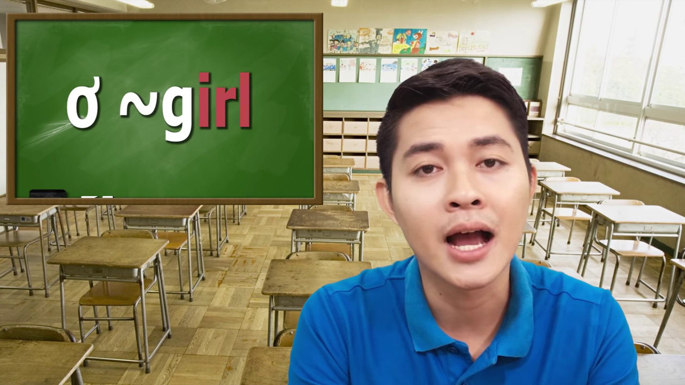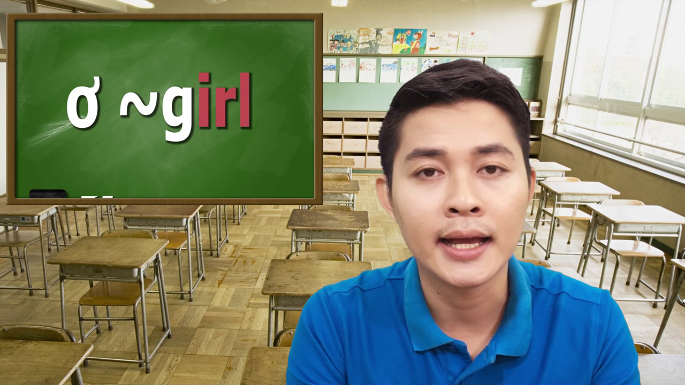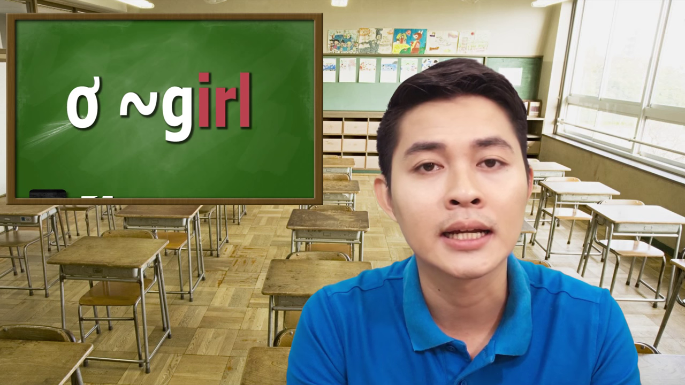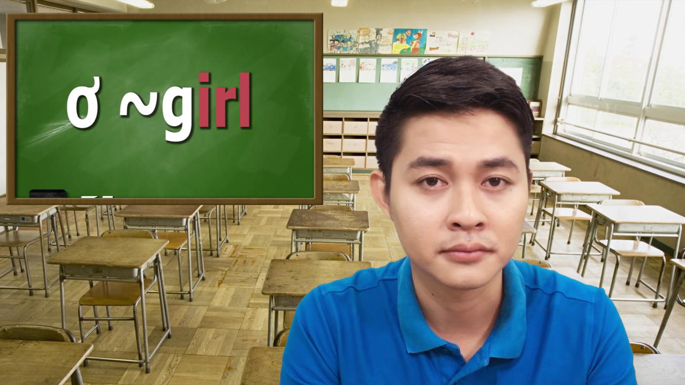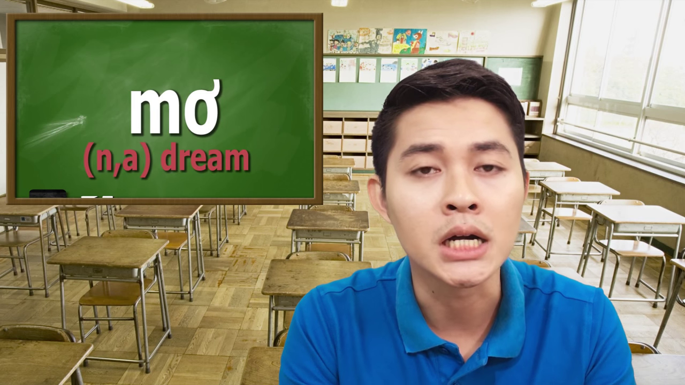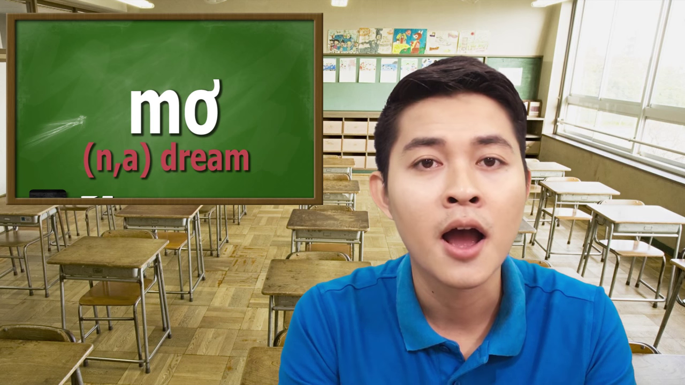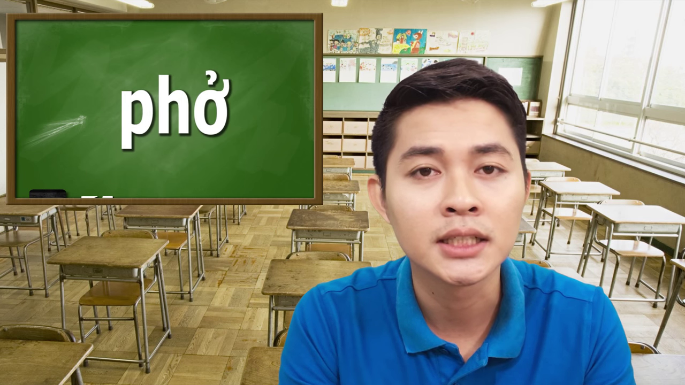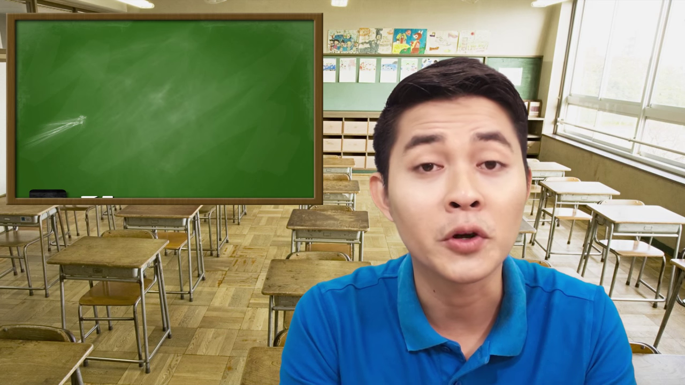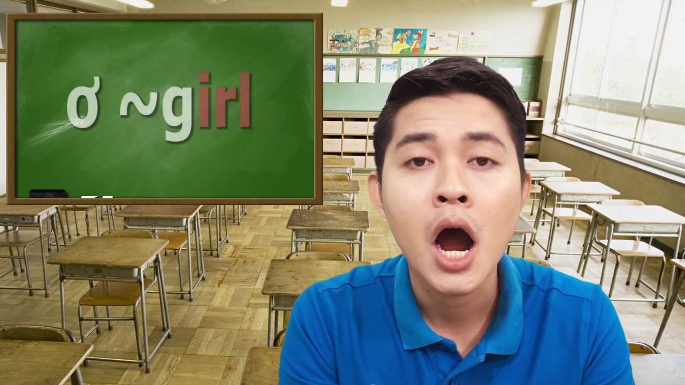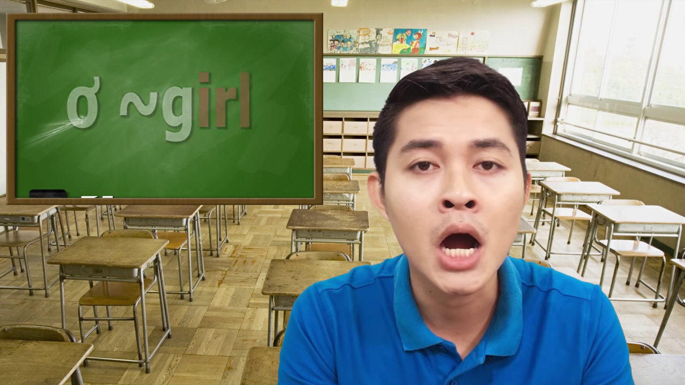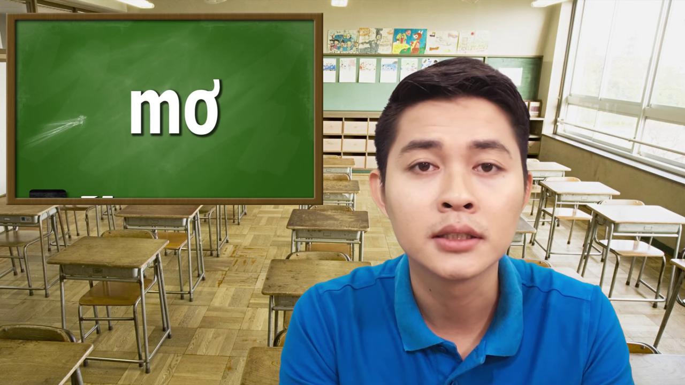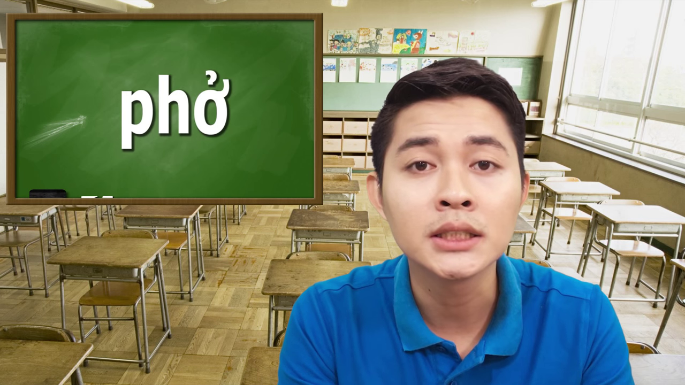The next vowel is Ơ. It's like you pronounce the word girl. For example, mơ, phở. Now repeat. Ơ, mơ, phở. Good.